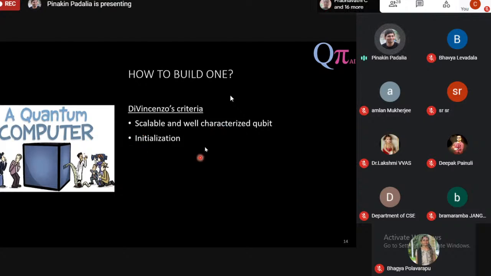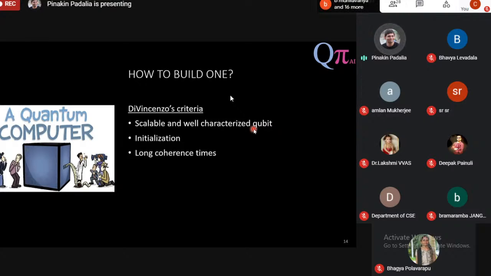Next is initialization. We saw that we can control qubits individually using electrical pulses and gate voltages and things like these, which means initialization is an engineering problem. Depending on what quantum hardware we have, initialization is possible, and we are well into this initialization aspect. So qubits can be initialized to a known state. After that, you can do quantum computation.